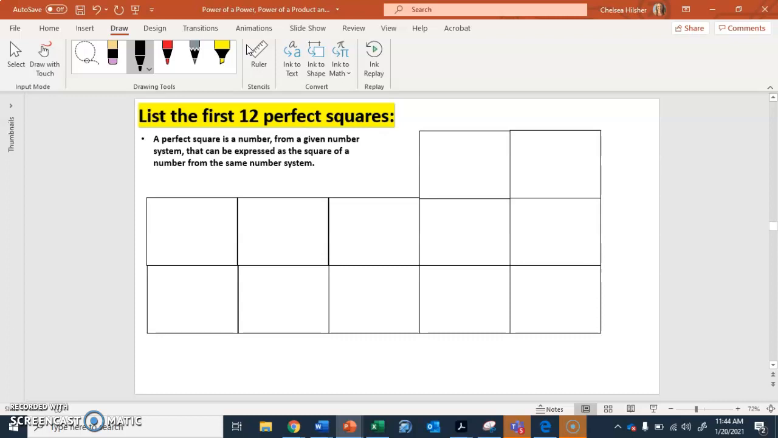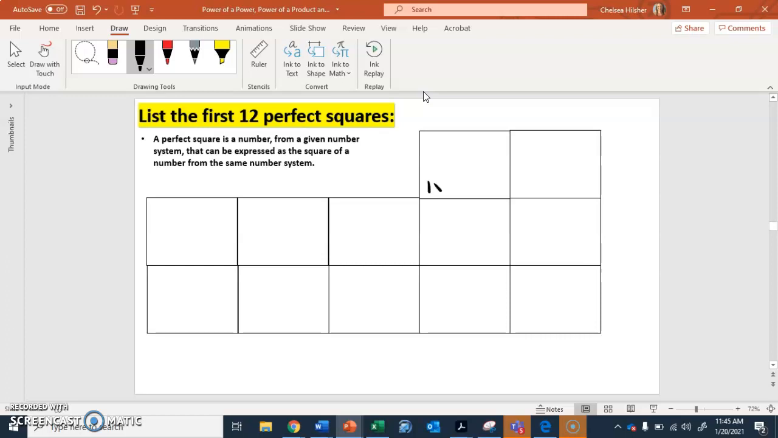But we have to know perfect squares in order to be successful with radical expressions, because today you're going to be given radical expressions that are not perfect squares, where you have to figure out what perfect square times another is going to give us the number inside of our radical expression. For the first 12 perfect squares, the way that I like to remember it is what number times another number gives me the perfect square.